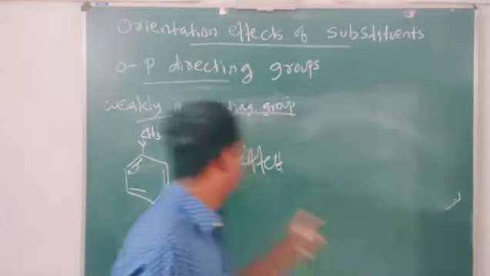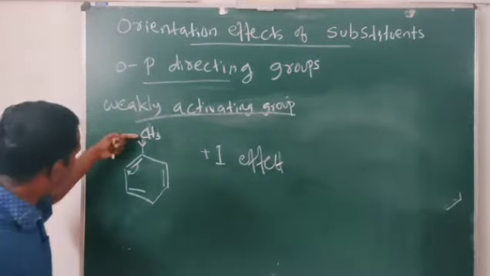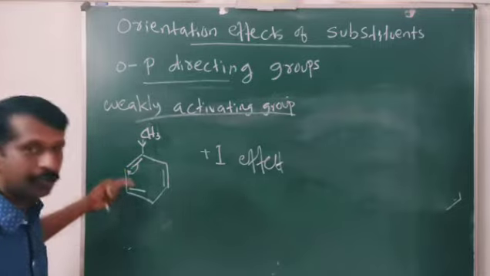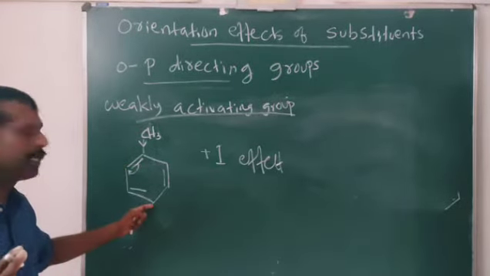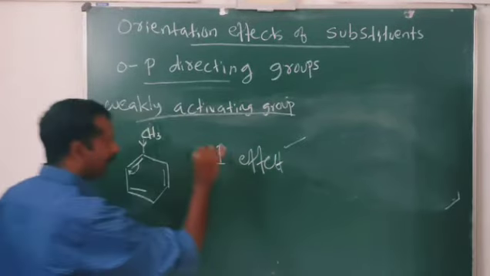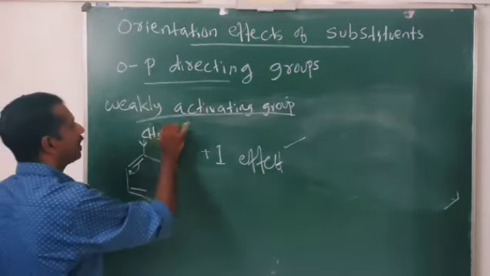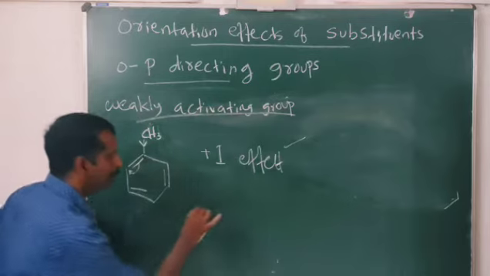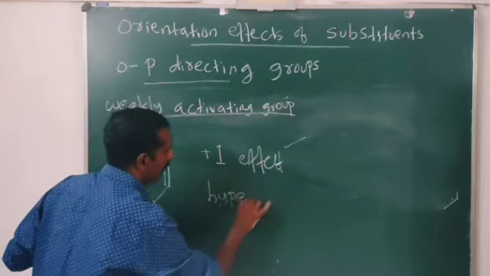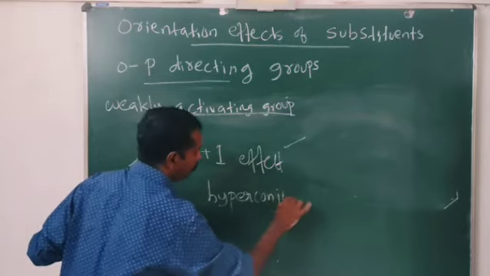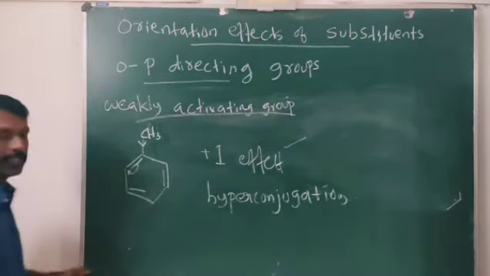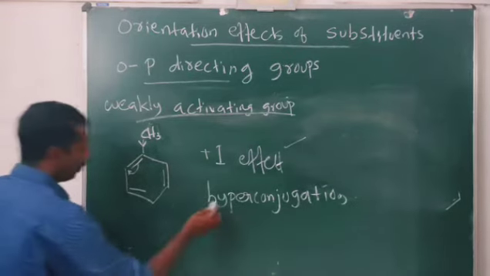Even then it will act as an activating group. One reason: because of the plus I effect, it can push the electron towards the ring and gradually create a negative charge on the ortho as well as para positions. The second reason why alkyl groups are activating is hyperconjugation. Because of hyperconjugation, it can create a negative charge at the ortho and para positions. What do you mean by hyperconjugation?